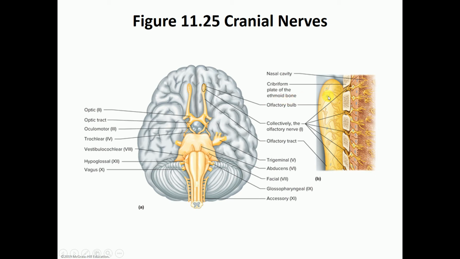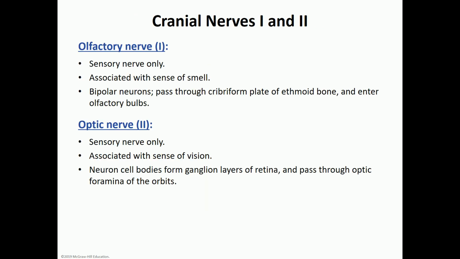And then all of the neurons collect together to make what is known as the olfactory bulb. Now that olfactory bulb right here, the axons collect together to make the olfactory tract, and then it will reach the olfactory cortex. Remember that olfaction, or smell, does not synapse in the thalamus. Okay, so that's olfactory nerve number 1. These are sensory nerve fibers only. There are no motor fibers.